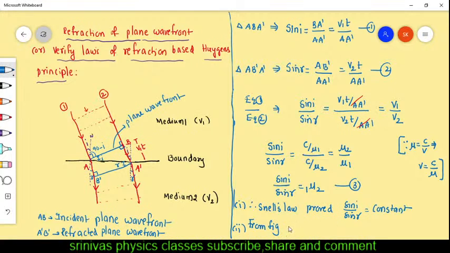Then we write: the incident wavefront, the refracted wavefront, and the normal are in the same plane. I am writing like this because I do not have much space. That means the second law is also verified directly. Thus we verified the laws of refraction by using the plane wavefront.